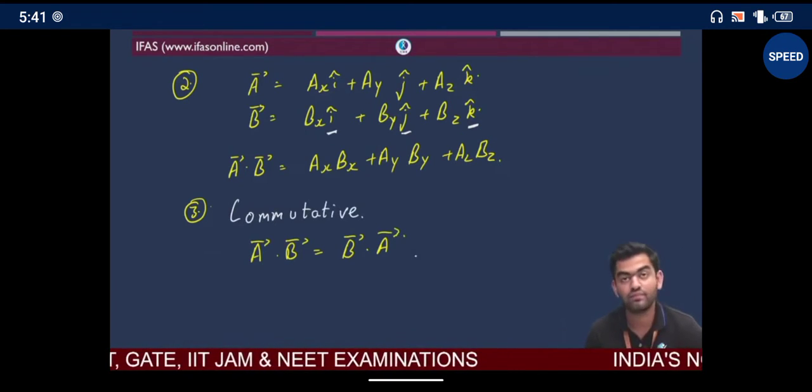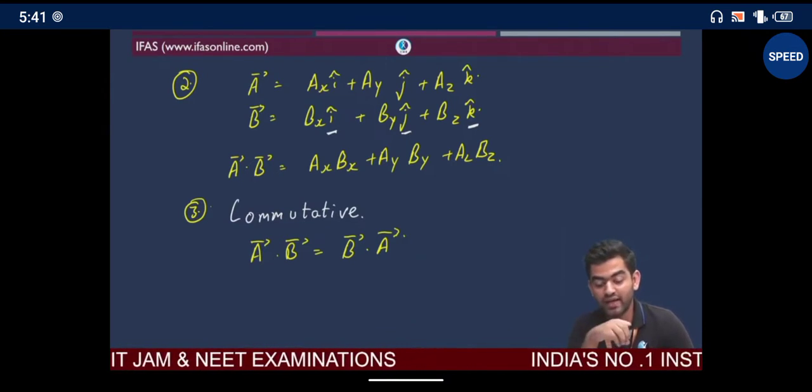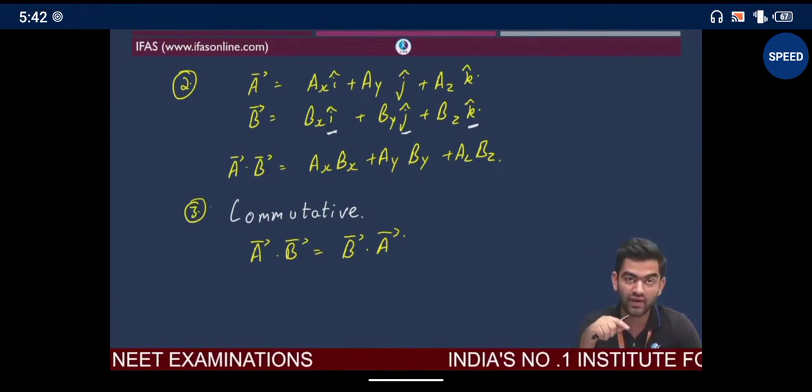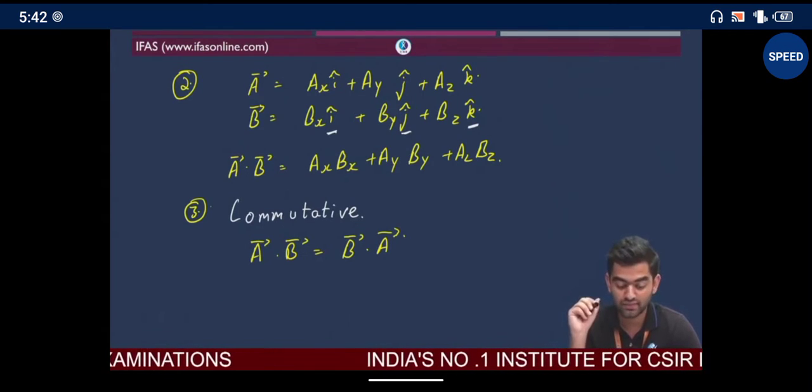This property is called commutative. As this property is called commutative, it means if I multiply a vector dot b vector, it is the same as multiplying b vector dot a vector. So that's how the scalar product is done. Now let's talk about a few things more.